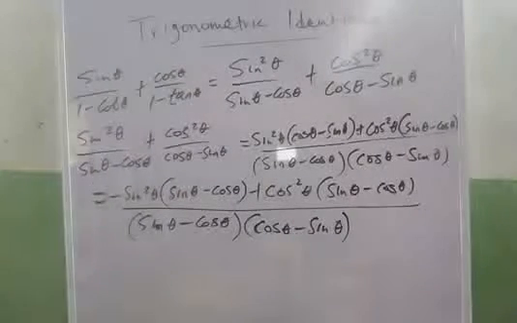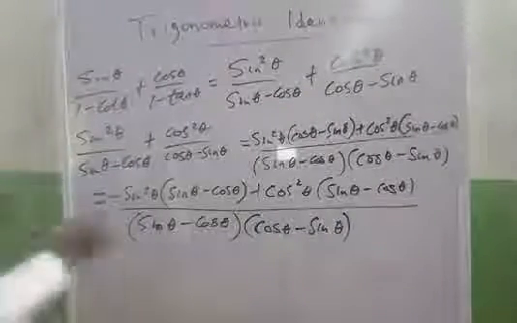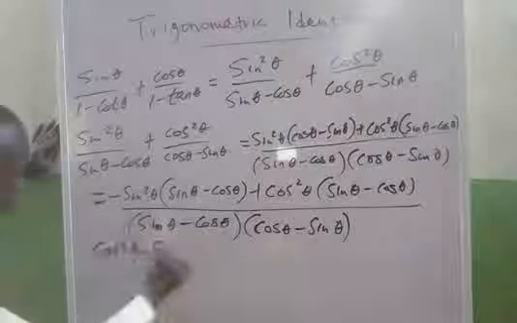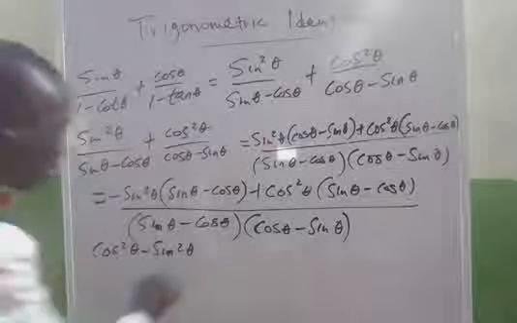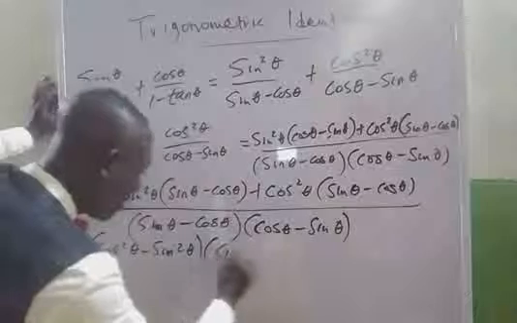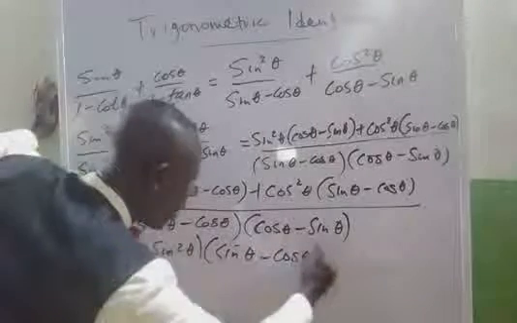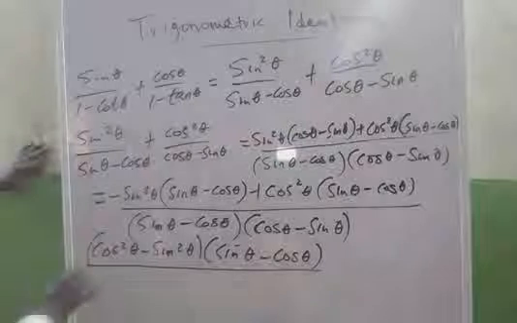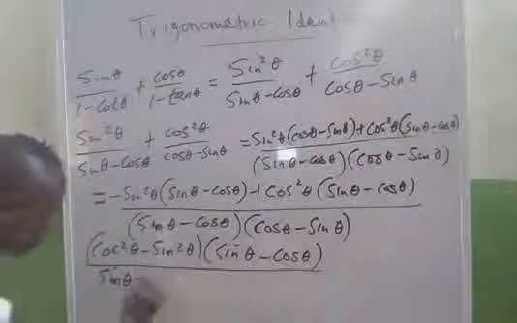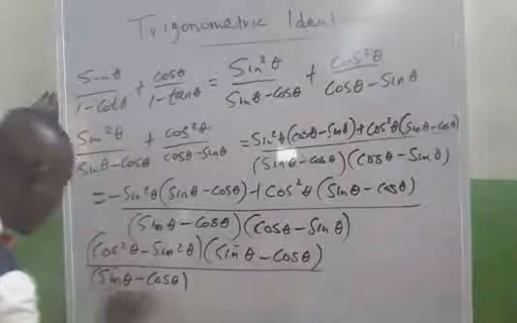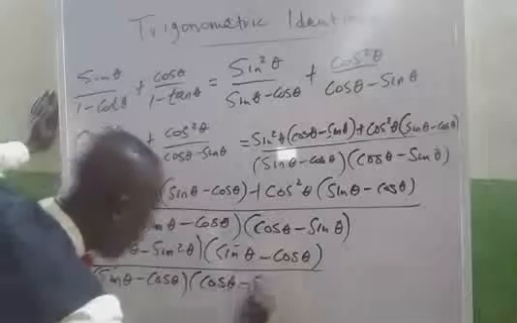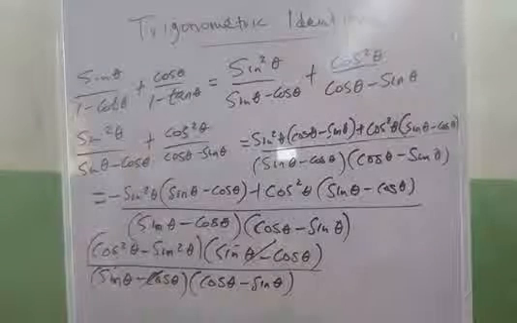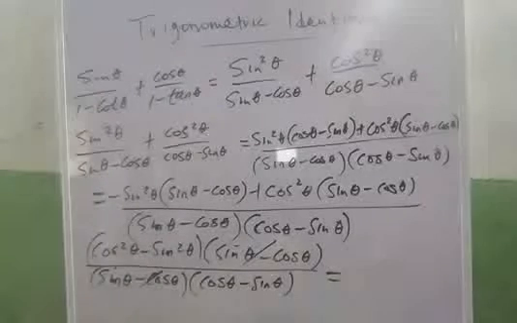So what we have here, these two are the same. If you factorize, they become the same. So you have cos squared theta minus sin squared theta. You factorize, bracket sin theta minus cos theta. Everything is over sin theta minus cos theta, bracket close, bracket cos theta minus sin theta. So these two, this can cancel this.